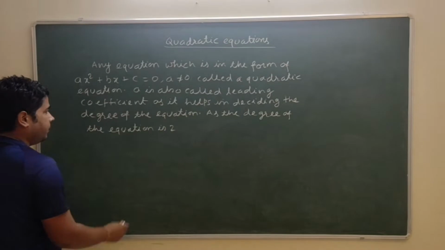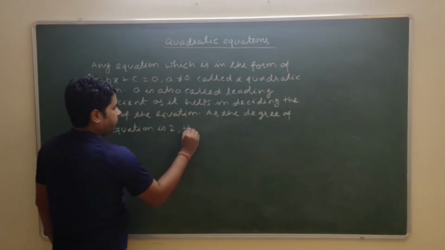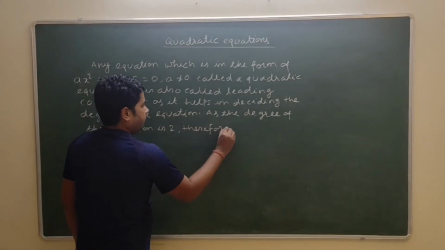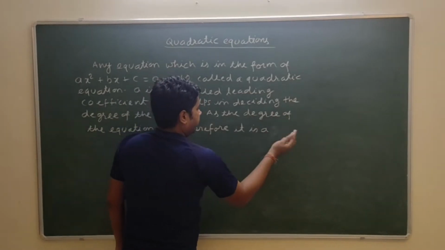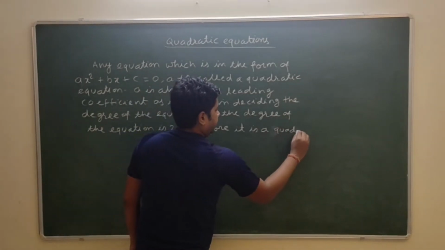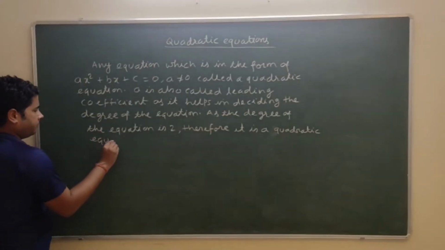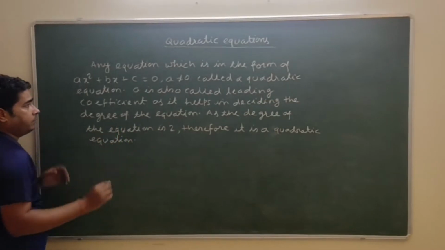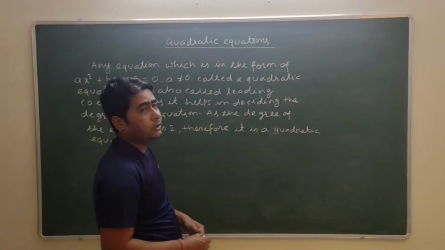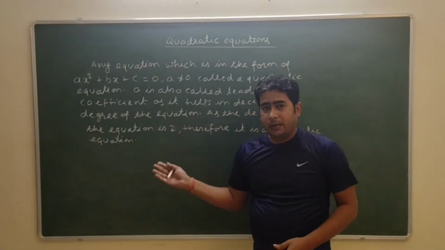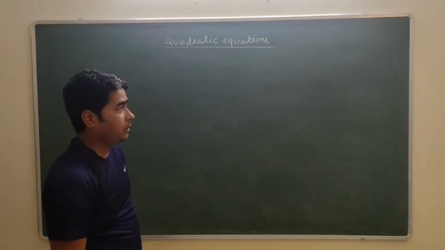Now, as the degree of this equation is 2, it is a quadratic equation. Okay, so this is the definition of a quadratic equation. Now we have to understand its roots and other things also, right? So the next thing is the general form of any quadratic equation.